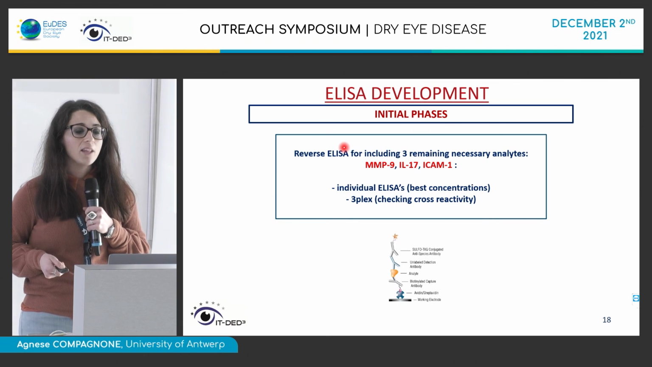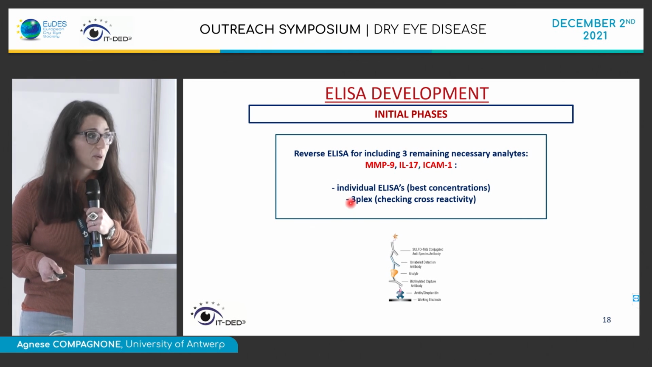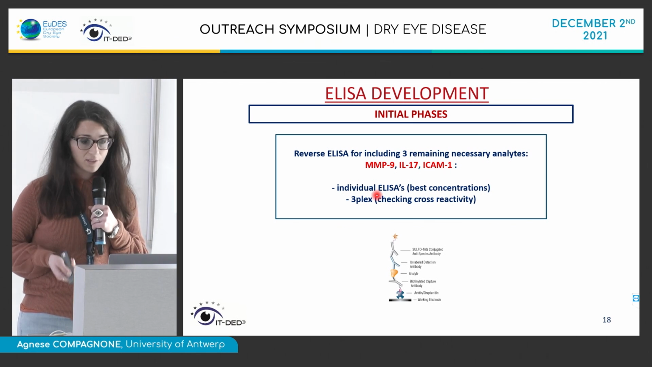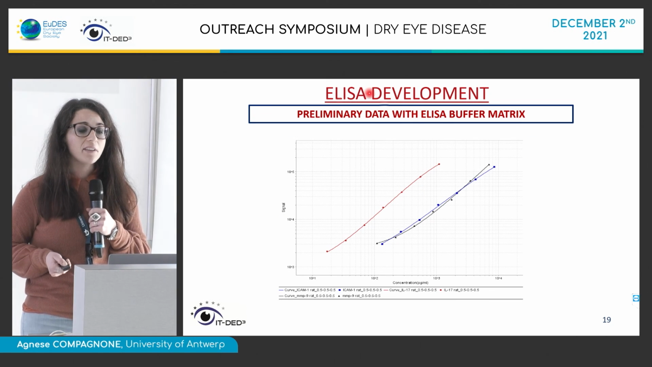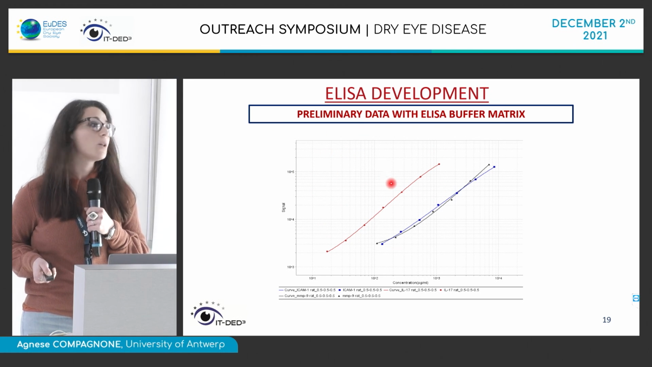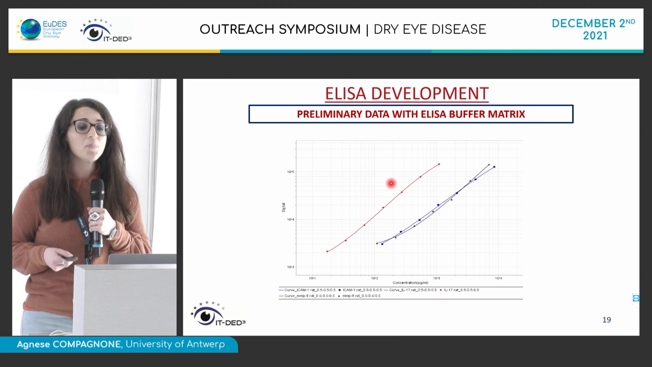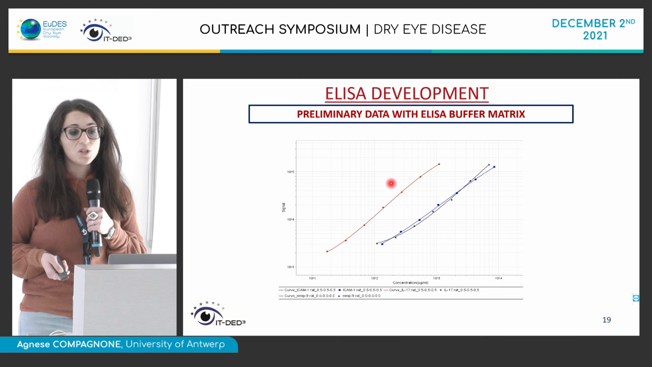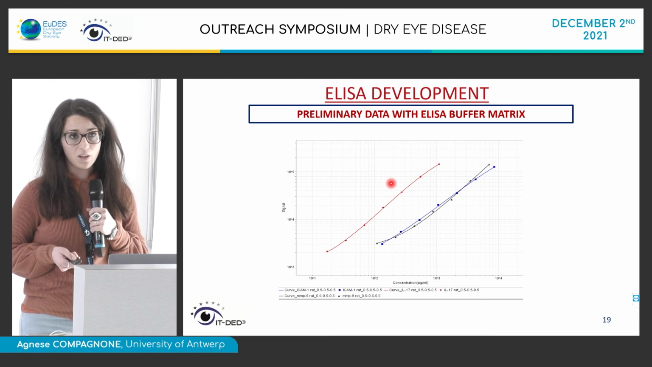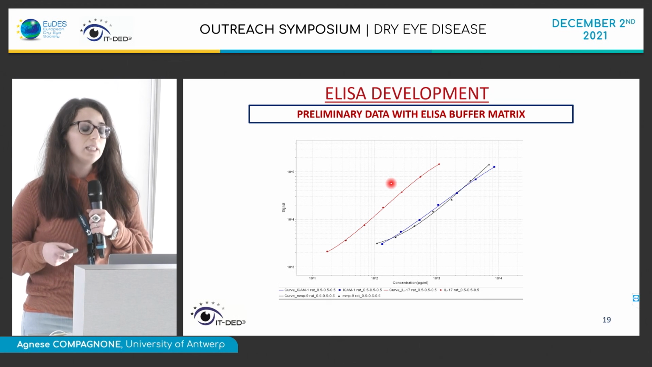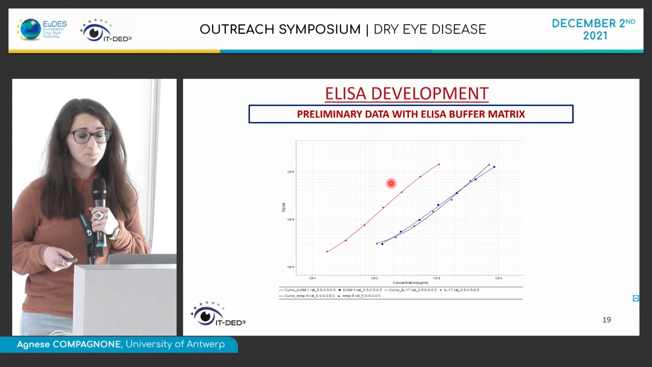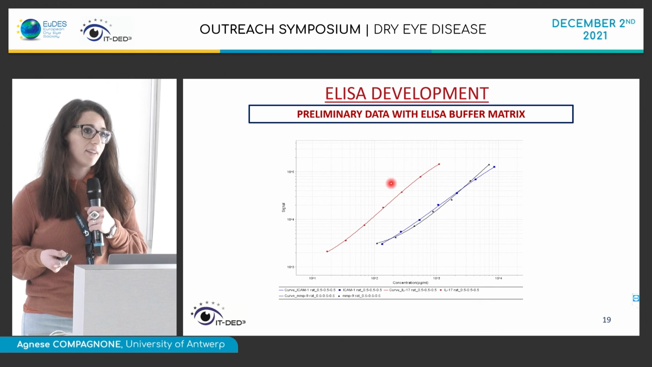coating. And after that, I decided to go on with the triplex in order to check if there was cross-reactivity among the three antibodies. And so the standard curves from the data were really satisfying, and there was no cross-reactivity among the three. But these are just preliminary data because the analysis was performed with the buffer given by the company.